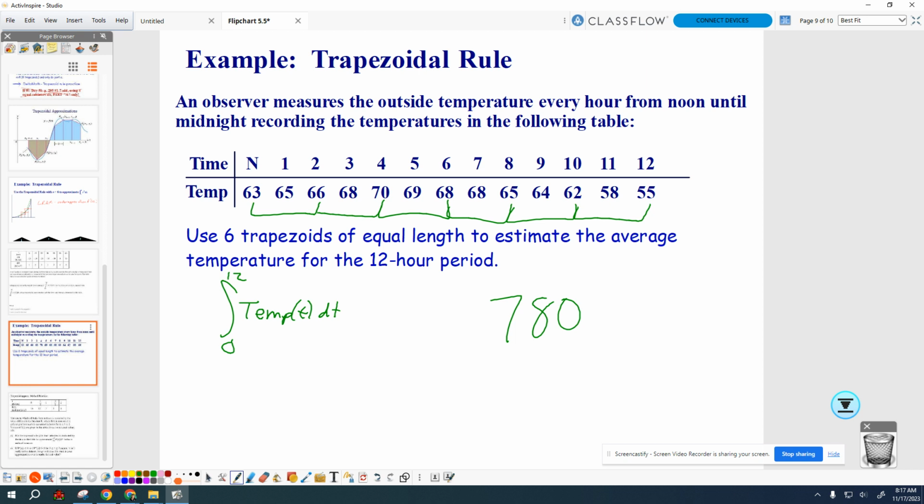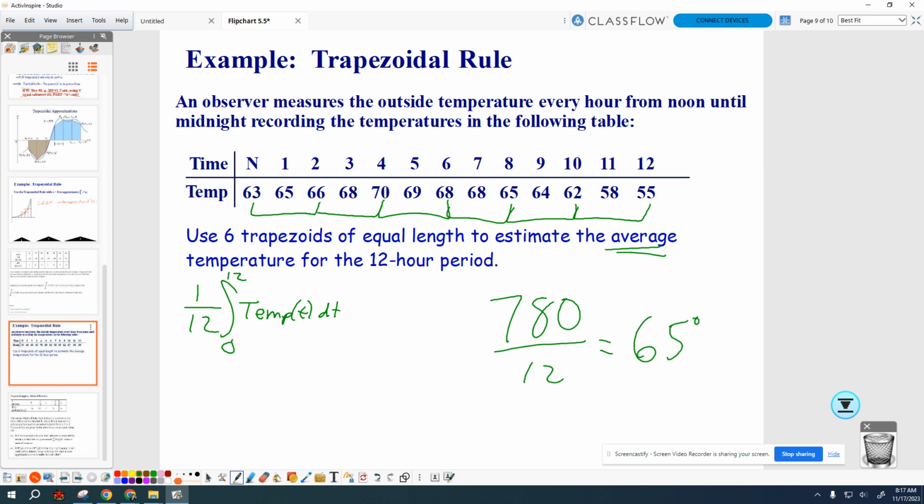So what you guys did, using the trapezoid rule, because I didn't tell you to do anything else, was add up all the temperatures. So you accumulated that much temperature, but somebody just said, do you divide it by 12 because it's an average? It comes out to be 65.